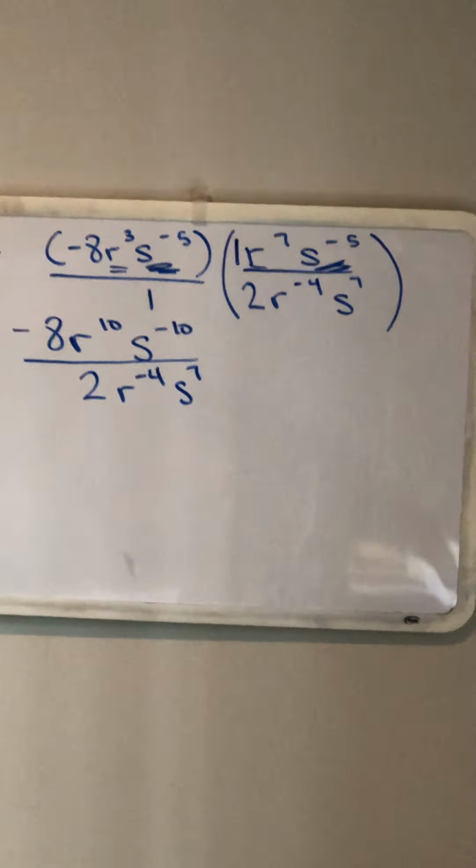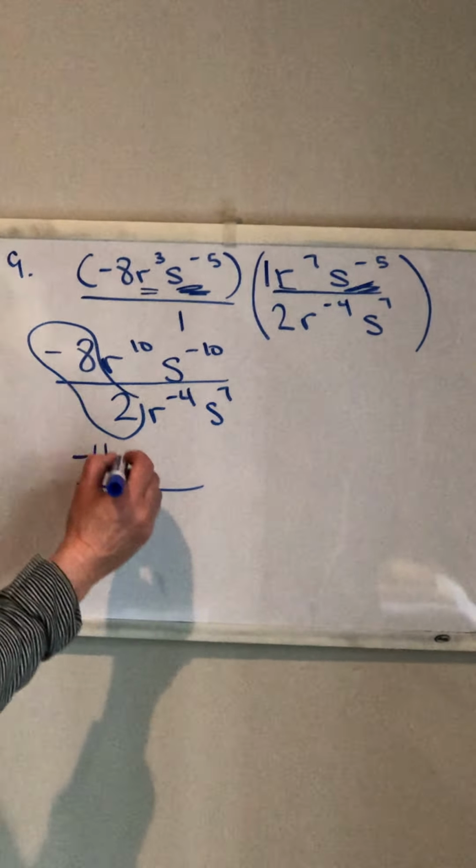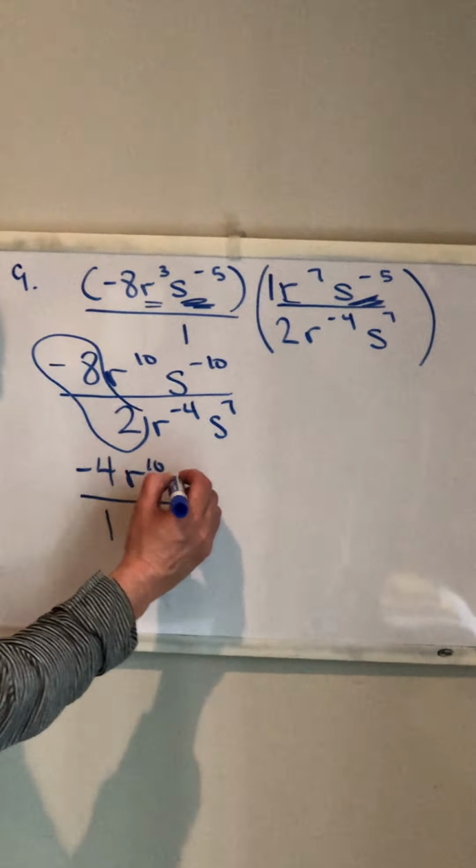From here, I would probably reduce negative 8 and 2 to be negative 4 over 1. And then my s to the negative 10th has to move down to the denominator. And my r to the negative 4th has to move up to the numerator. So in the numerator, I will have r to the 10th and r to the 4th. In my denominator, I will have s to the 7th and s to the 10th.